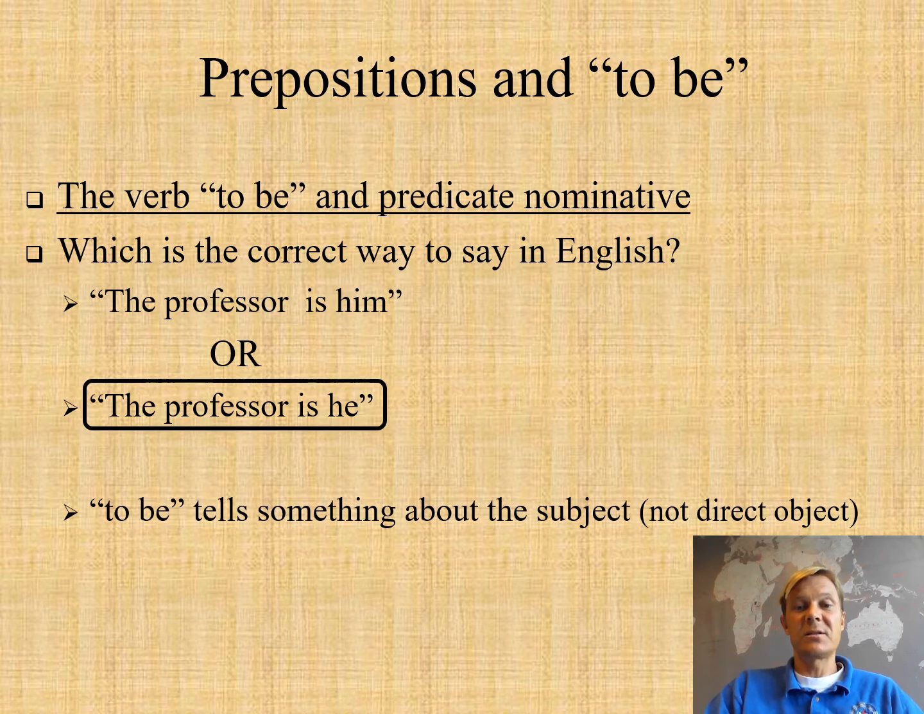So to be tells something about the subject and therefore it's not a direct object. So we call this grammatically predicate nominative. Not hugely important to remember the terminology, but we will see that it actually is quite important to remember this rule when we look at the Greek verb to be.